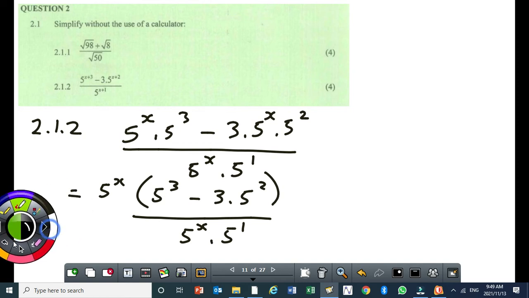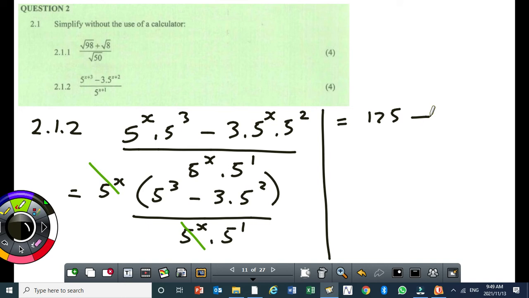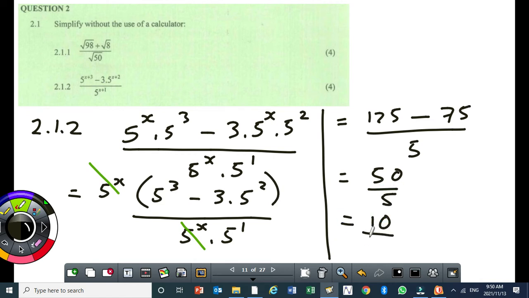The common factor that will determine the numerator. So this 5 to the power of x and that 5 to the power of x, they cancel out. Right? Then, from here now, 5 cubed will give you 125, minus 5 squared is 25 times 3, that's 75. All over 5. So you get 50 over 5, and you get 10 in the final answer.